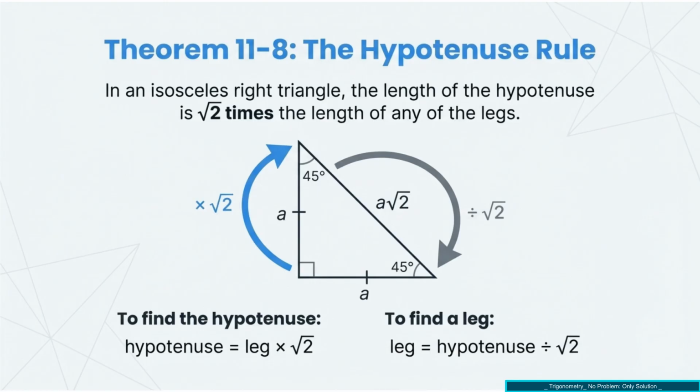Now out of this, we have an important theorem. Theorem 11-8, the hypotenuse rule, states that the hypotenuse length is the leg length multiplied by the square root of 2. Also, to find a leg, divide the hypotenuse by the square root of 2. The illustration translates these into useful formulas. Take note of them. Memorize them if possible.